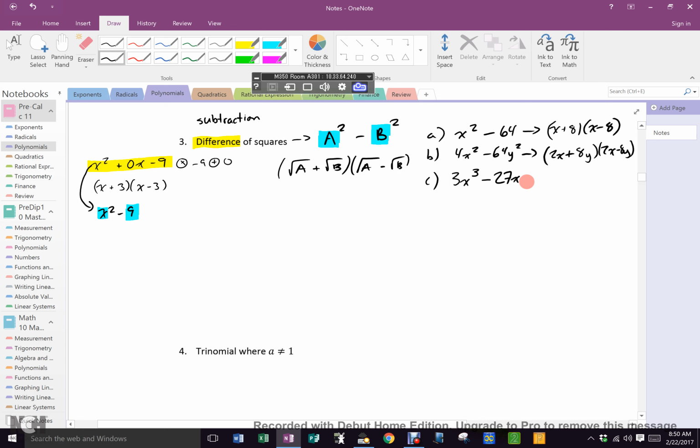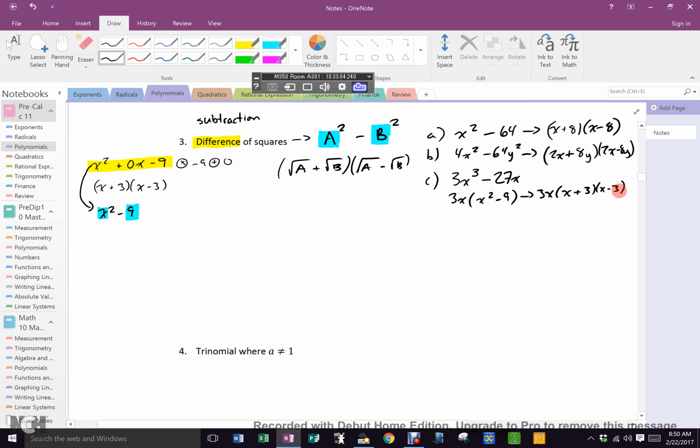What should I do? This is just what you asked about, Lucas. What should I do? Take out a 3x. And that leaves you with x squared minus 9. Now what? 3x and square root of the first one, x, plus square root of the second one.